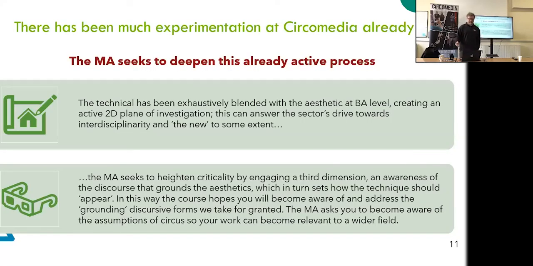So I can do a brief summary of some of these slides so that we don't get too bogged down. But essentially, you could argue that Circus tends to be technical in a certain style. You can say, I'm going to do clown on the pole, I'm going to do trapeze as a ballerina, I'm going to do contemporary dance with my cyr wheel, whatever it might be. And I think this is a little bit reductive, but I think there's definitely a tendency to work in two dimensions only, a technical and an aesthetic dimension. What the MA seeks to do is to introduce a third dimension of criticality and awareness of the discourse that is involved in the making of those technical and aesthetic things.